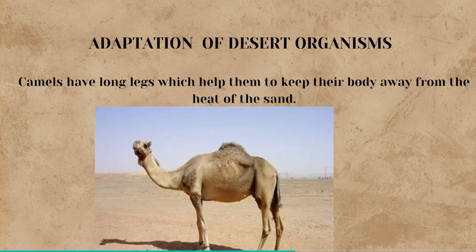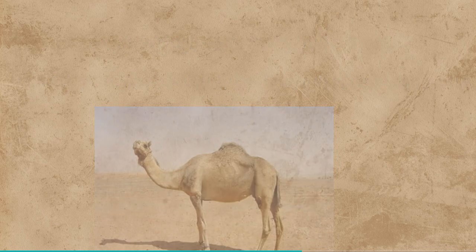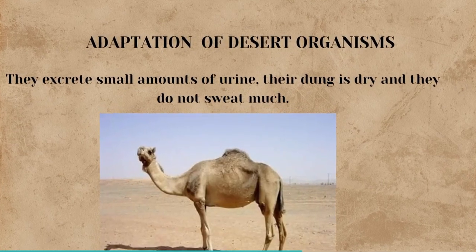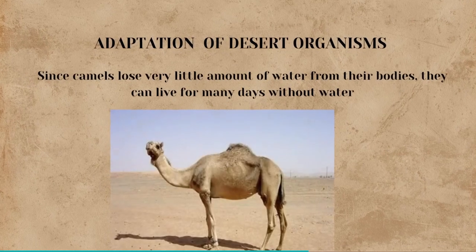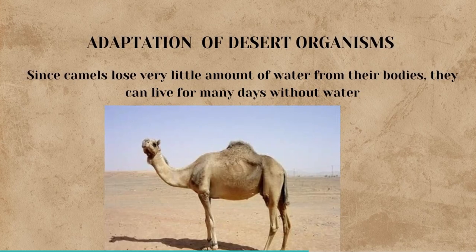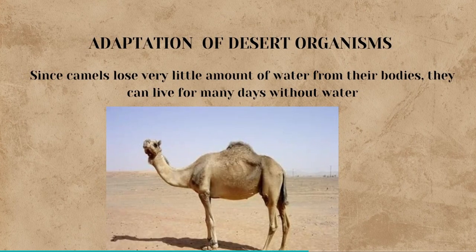Camels have long legs which help them to keep their body away from the heat of the sun. They excrete small amounts of urine, their dung is dry, and they do not sweat much. Since a camel loses very little water from its body, it can live for many days without water.